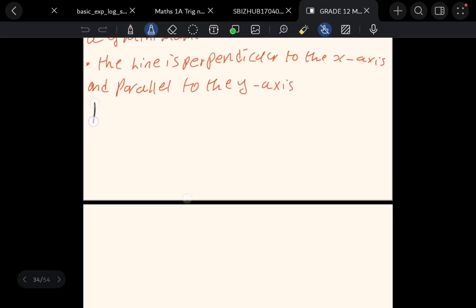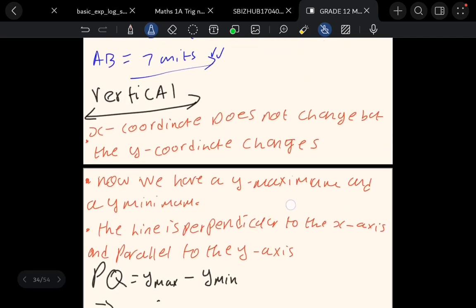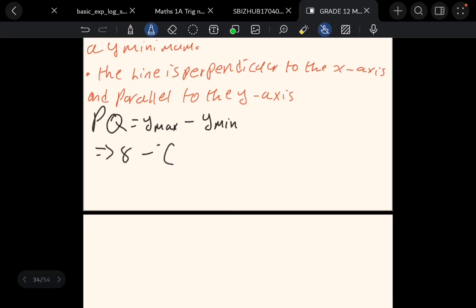So PQ, or QP. How do we calculate a distance? It's y maximum minus y minimum. Your y maximum is going to be 8 minus, in brackets, your y minimum, which was -1. Then punch this in the calculator and you're going to have 9 units. 9 units. See? Very easy.